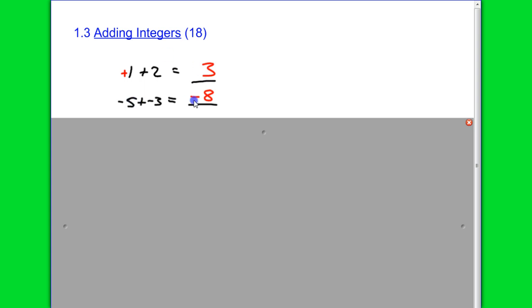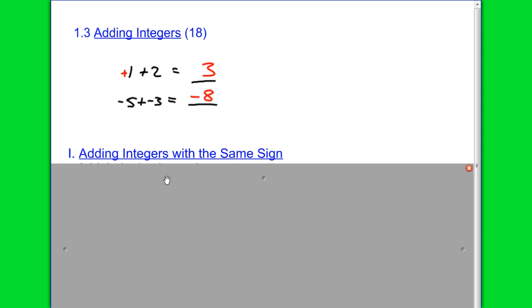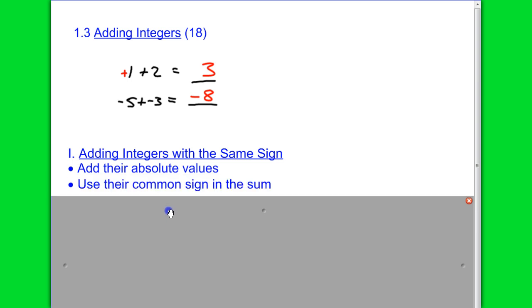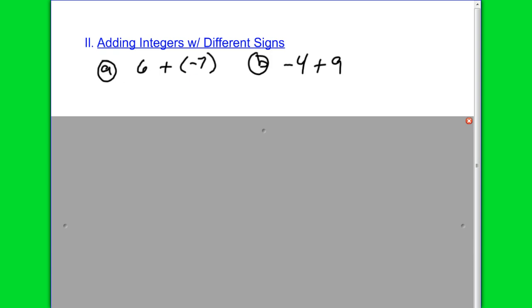In the second example, we have two negatives. Again, we just add them up, but we're traveling left on the number line. So when you add integers with the same sign, we simply add their absolute values and then give them the sign that they share. Use their common sign in your sum. So now how about adding integers with different signs?